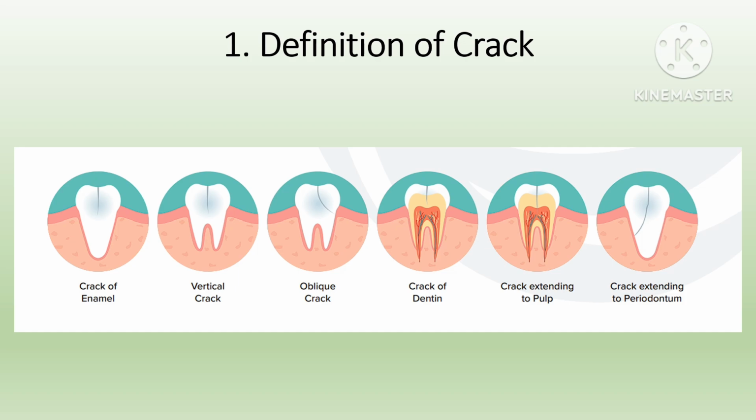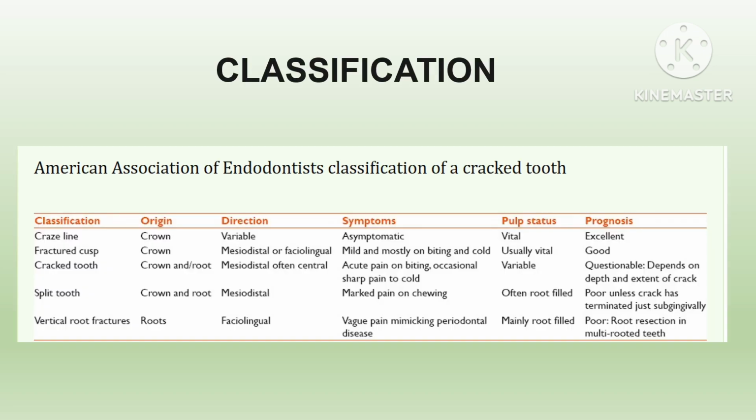This condition is common among adults, particularly in the molars, where heavy chewing forces can create microfractures over a period of time. So let's talk about the classification of cracked tooth syndrome. The American Association of Endodontists has identified 5 types of cracked teeth, which may vary in severity from minor enamel cracks to more serious structural damage involving the root of the tooth.